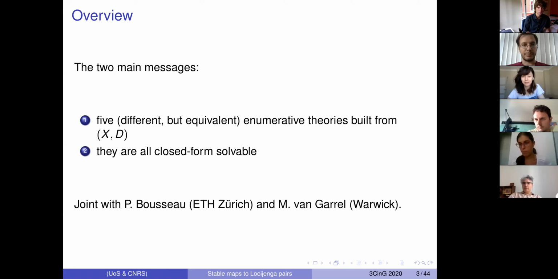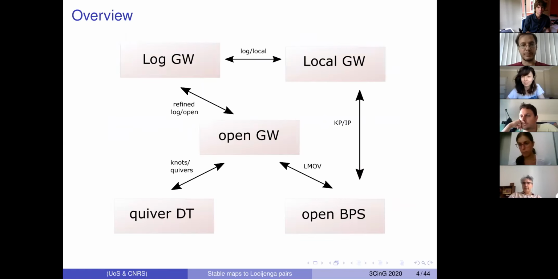So the plan of the talk and the 5 guys I was talking about: I will be introducing the Gromov-Witten theory of the pair (X, D), and we relate it to the ordinary Gromov-Witten theory of some higher dimensional Calabi-Yau spaces, the local theory of X induced by D. I will propose some new correspondences relating log Gromov-Witten theory to open Gromov-Witten theory in higher genera. And this will mediate a bunch of connections to other classes of invariants, in particular quiver Donaldson-Thomas theory and various types of BPS invariants.